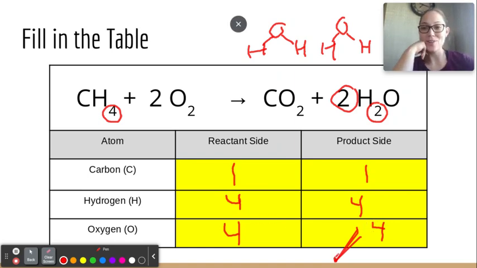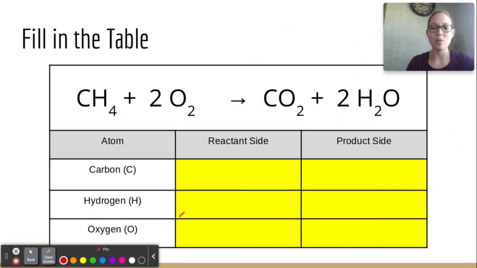Now, what do you guys notice about the number of each type of atom on our reactants and product side? Well, I hope you guys noticed that the number of atoms from our reactants and product side, and the types of atoms, stay the same. So what does that mean? Why does it stay the same?